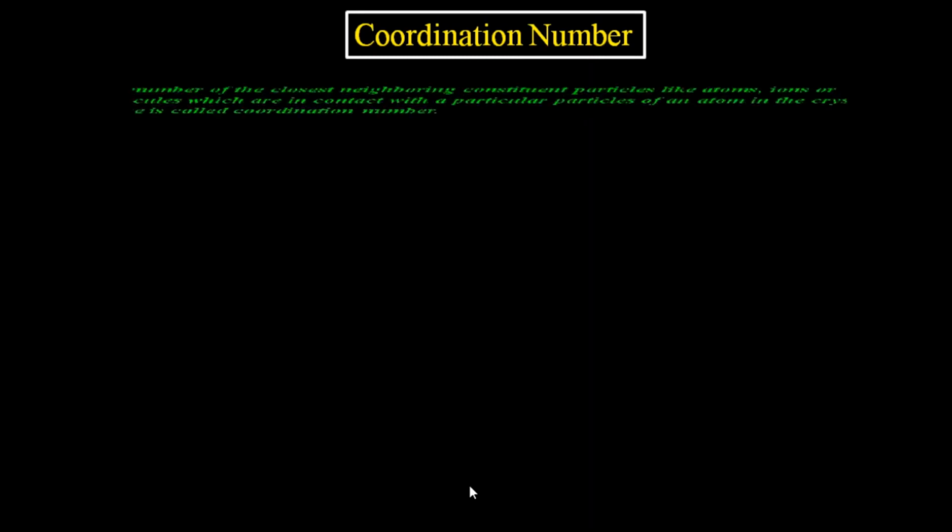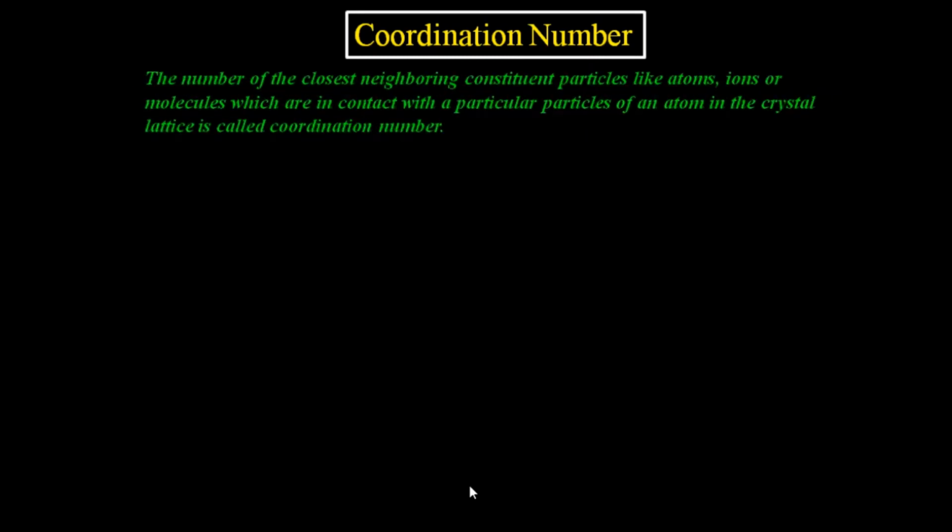The number of atoms in a crystal which surround a particular atom as its nearest neighbor atoms, or simply the number of nearest neighbors in a packing, is called the coordination number. That is, the number of the closest neighboring constituent particles, like atoms, ions or molecules, which are in contact with a particular particle in a crystal lattice, is called the coordination number.